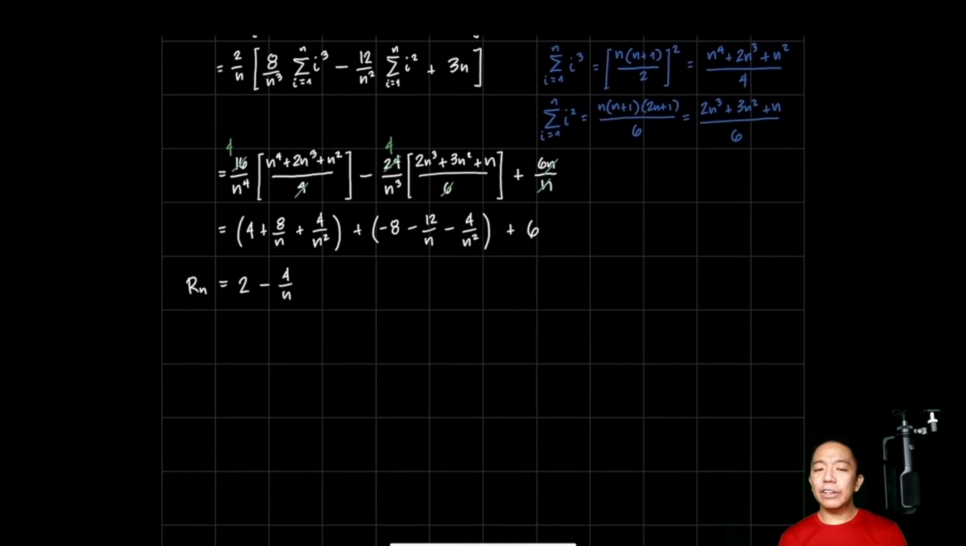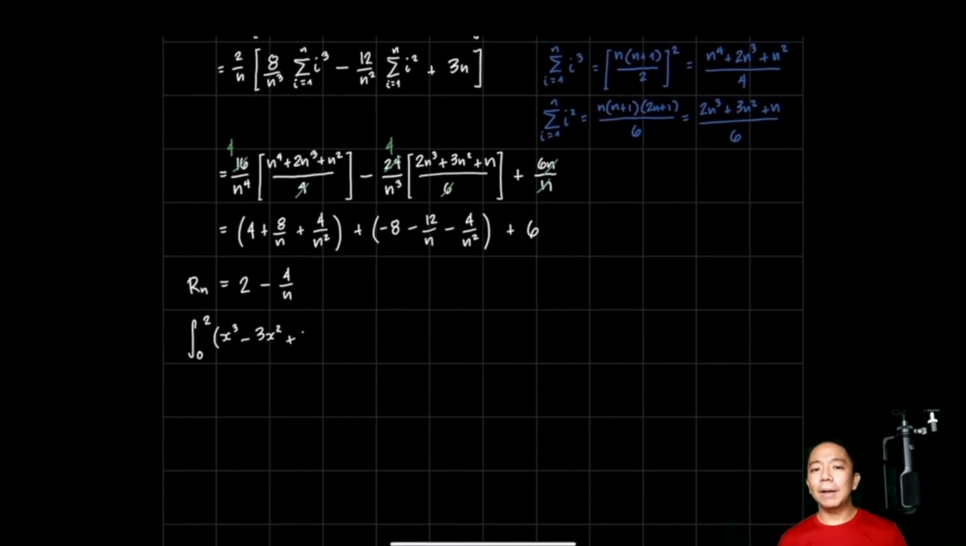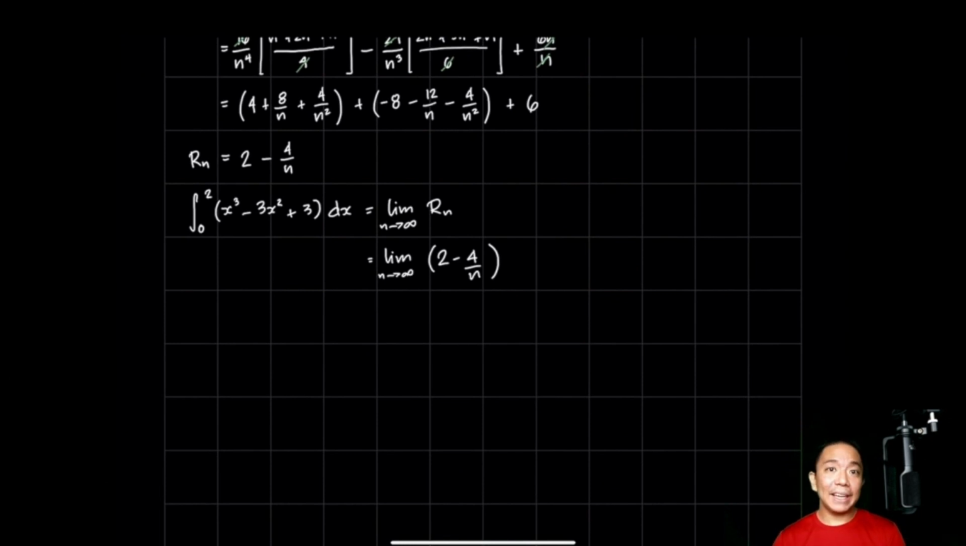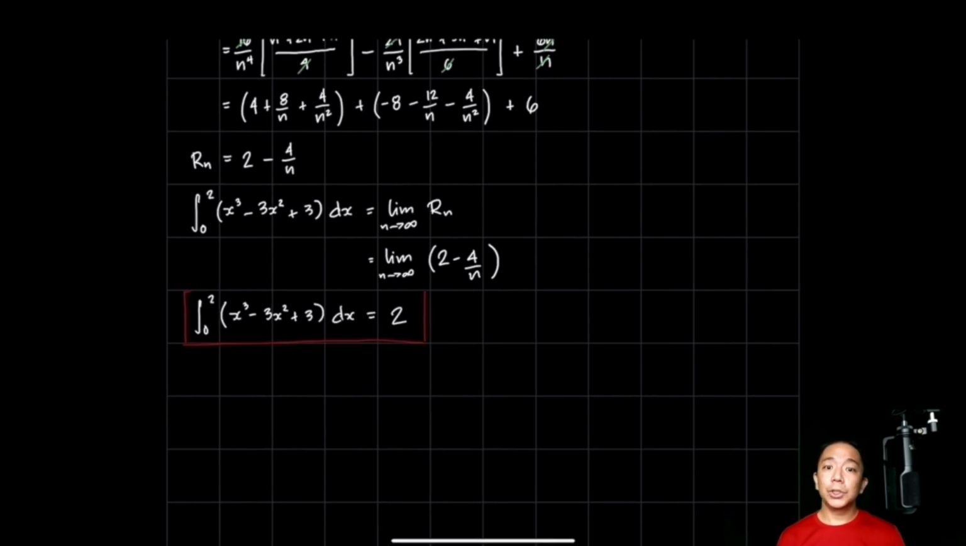Again, we are looking for the definite integral, and the definite integral is the limit of the Riemann sum as n approaches infinity. So, the definite integral from 0 to 2 of x cubed minus 3x squared plus 3 will be equal to the limit as n approaches infinity of 2 minus 4 over n. So, 4 over n, yun lang yung term na may n. At if we let n approach infinity na nasa denominator siya, that whole term will be equal to 0. So, this is just equal to 2. So, the definite integral from 0 to 2 of our given x cubed minus 3x squared plus 3 will be equal to just 2.